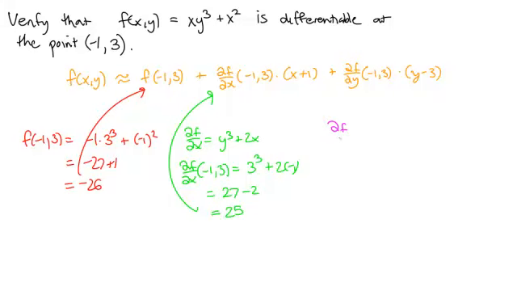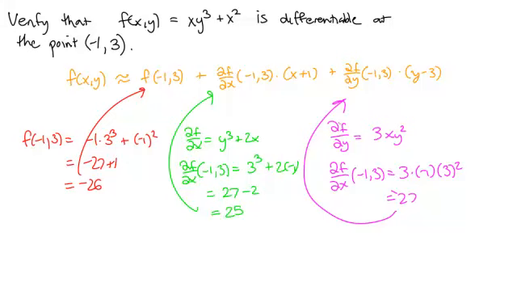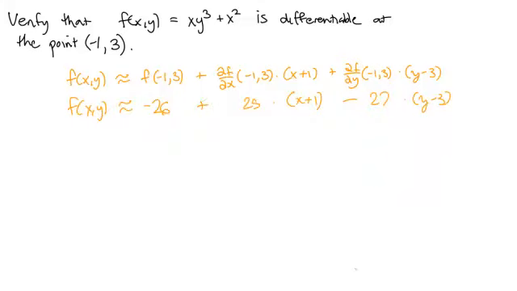And finally, del f del y at the point minus 1, 3. Well, del f del y in general is 3xy squared plus 0. So at the point minus 1, 3, in particular, we're going to get 3 times minus 1 times 3 squared, or negative 27. So that will go right here. So let's plug in these values and see what the approximation is that we're looking for. So f of x, y is approximately negative 26 plus 25 times x plus 1 minus 27 times y minus 3. If we clean that up, that's f of x, y approximately negative 26 plus 25x plus 25 minus 27y minus negative 81. And if we clean that up further, 81 plus 25 minus 26 would just be 80.